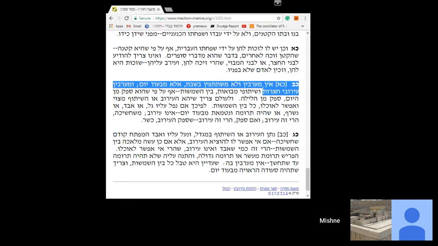If something happens to it in Ben Hashemashot, seemingly from the halakha, it's not clear, but I'm pretty sure after looking at some sources, and if anybody disagrees with me on this, please, I implore you to let me know. So even if the eruv got ruined in Ben Hashemashot, because at a certain point in Ben Hashemashot the eruv was in place, it is considered a valid eruv.